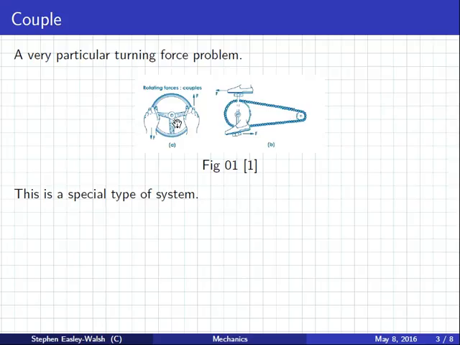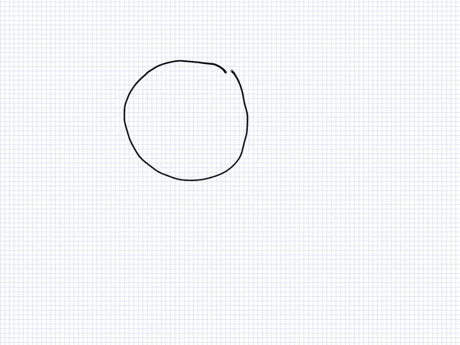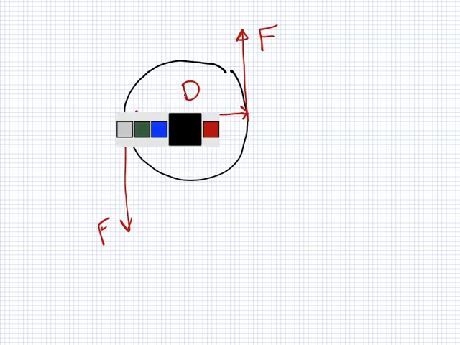So, if we look at it for a moment here, it's usually a wheel, and like I said, there's usually a force here, and there's a force here. And we'll call the distance in total capital D. And I want to know what's the total turning force. Okay? So, where seems like a good place to put the turning point? D, the middle. In the middle.